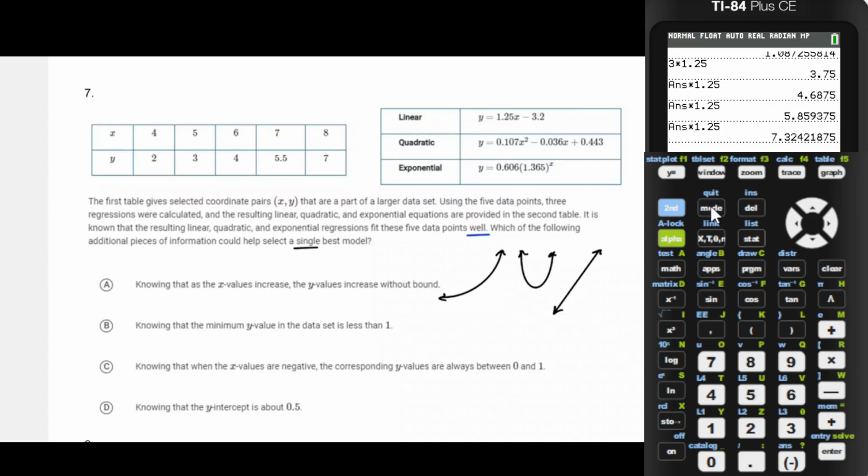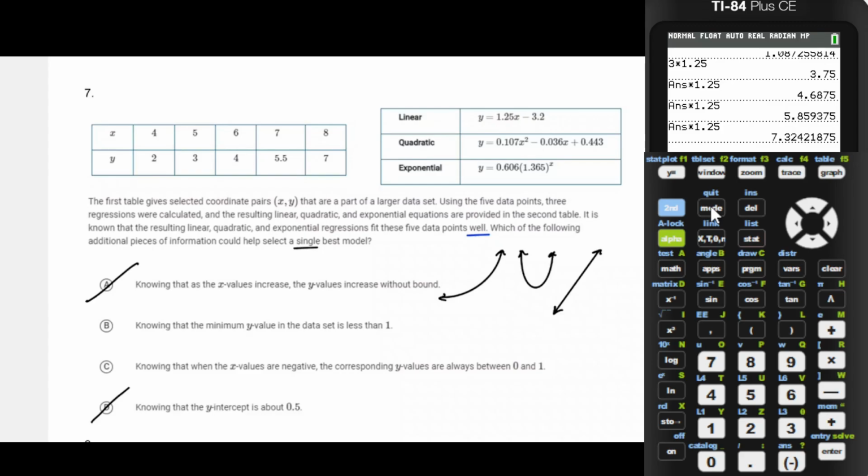And knowing that the minimum y value in the data set is less than 1, I don't know about that. I don't see what that's getting at, so I might come back to that later. Knowing that when x values are negative, the corresponding y values are always between 0 and 1, I do like the sound of that. Yes. And knowing that the y-intercept is about 0.5, no, I think we could have any of these 3 having a y-intercept of any type. That doesn't sound like it would pin it down to 1.